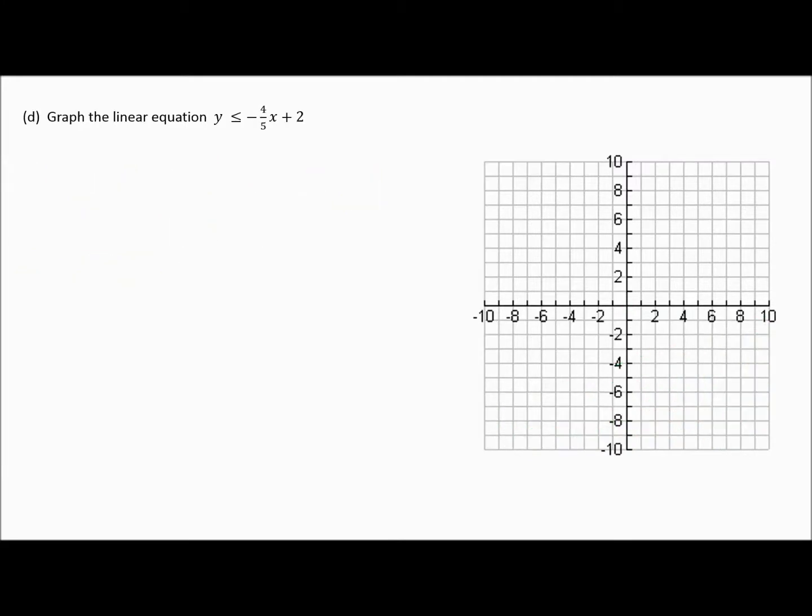Here we go, cruising right along. Why don't you try to pause this and see if you can get this one yourself.